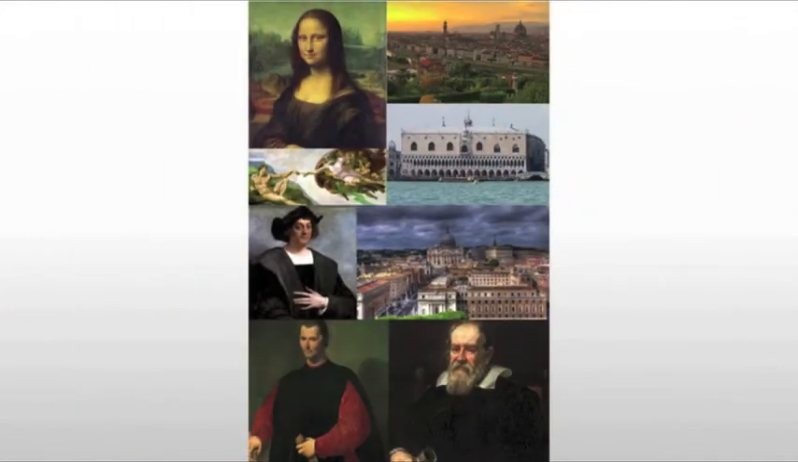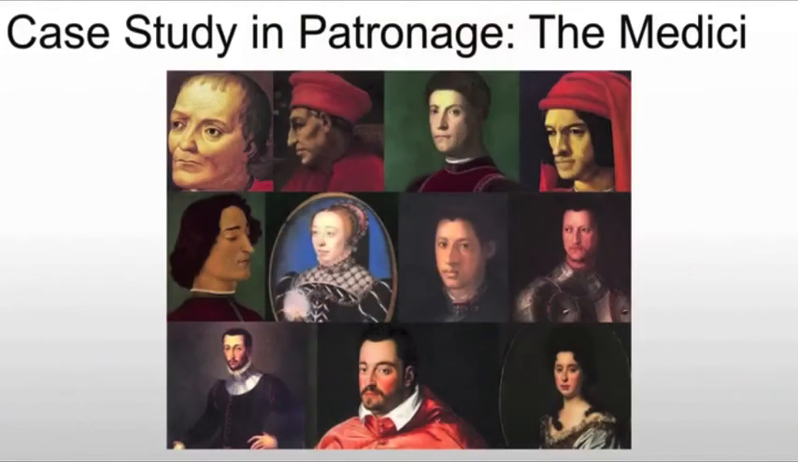So, what do we do about this? How do we start to look at it? Well, let's look at the Medici. By 1434, a single family had emerged dominant in the city of Florence. This is the Medici. How?